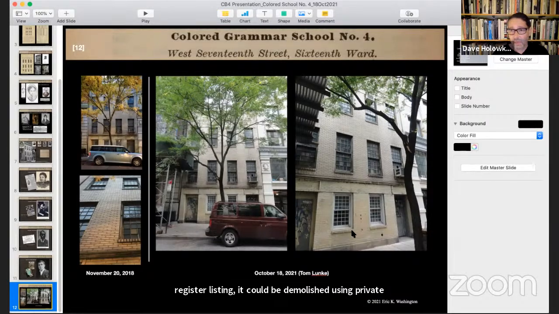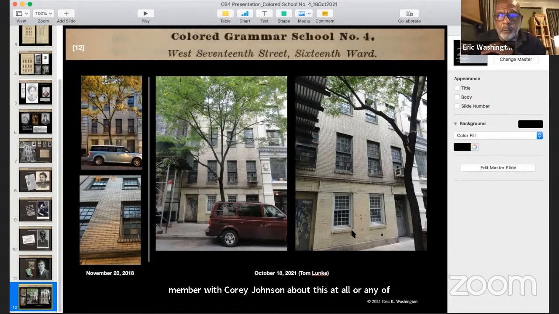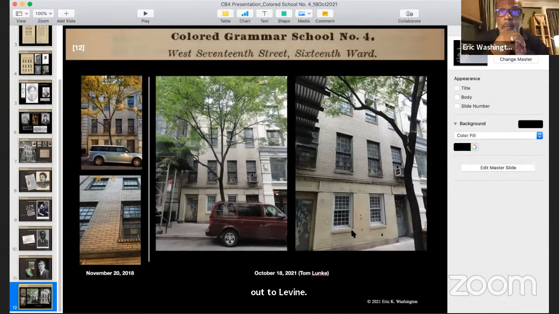And Eric, have you met with your city council member, Corey Johnson, about this at all, or any of his staff? Because they typically are the champion for landmarking of a building like this. No, I've only reached out by email, but I haven't had an opportunity to talk to him. I reached out to Mark Levine, but I haven't been able to sit with anybody yet. So I'm still reaching out to whomever will answer my email.